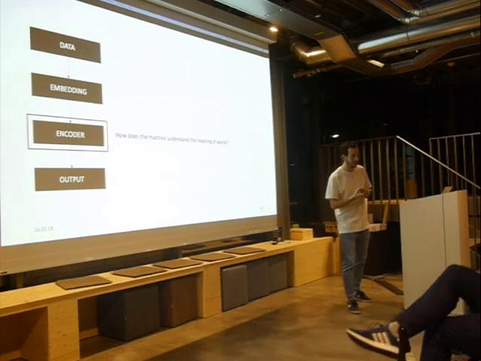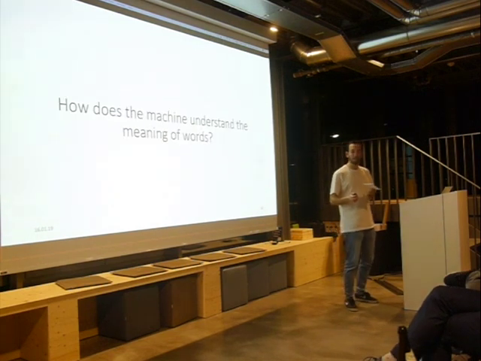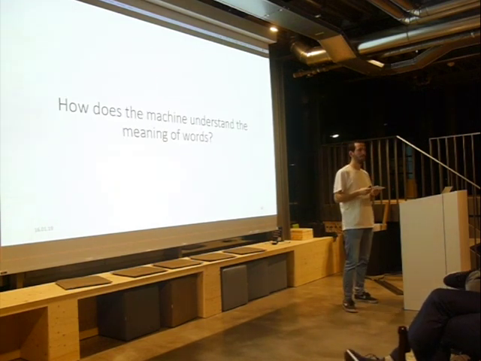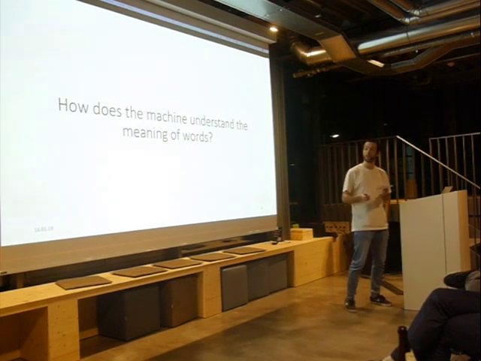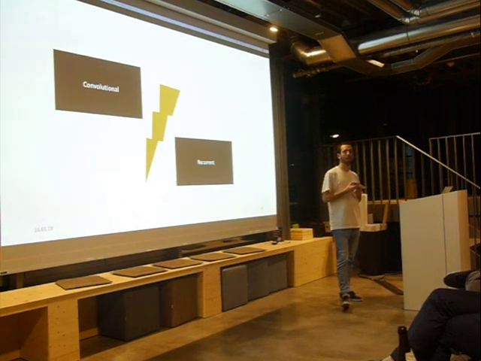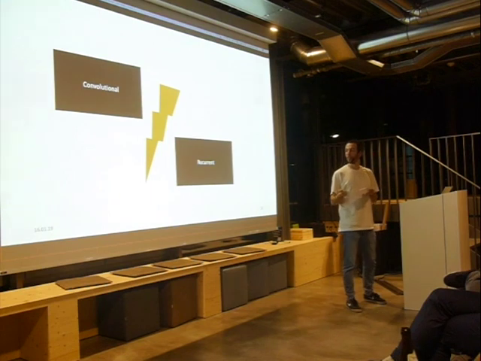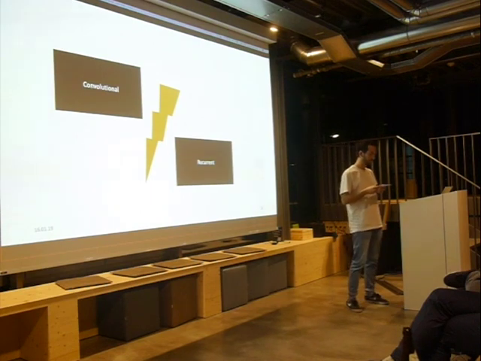As our machine now can understand words, I'd like to come to the next part, the encoder, or the question, how does the machine understand the meaning of words? Therefore, we compared two kinds of neural networks. One is the convolutional neural network, and the other one is the recurrent.